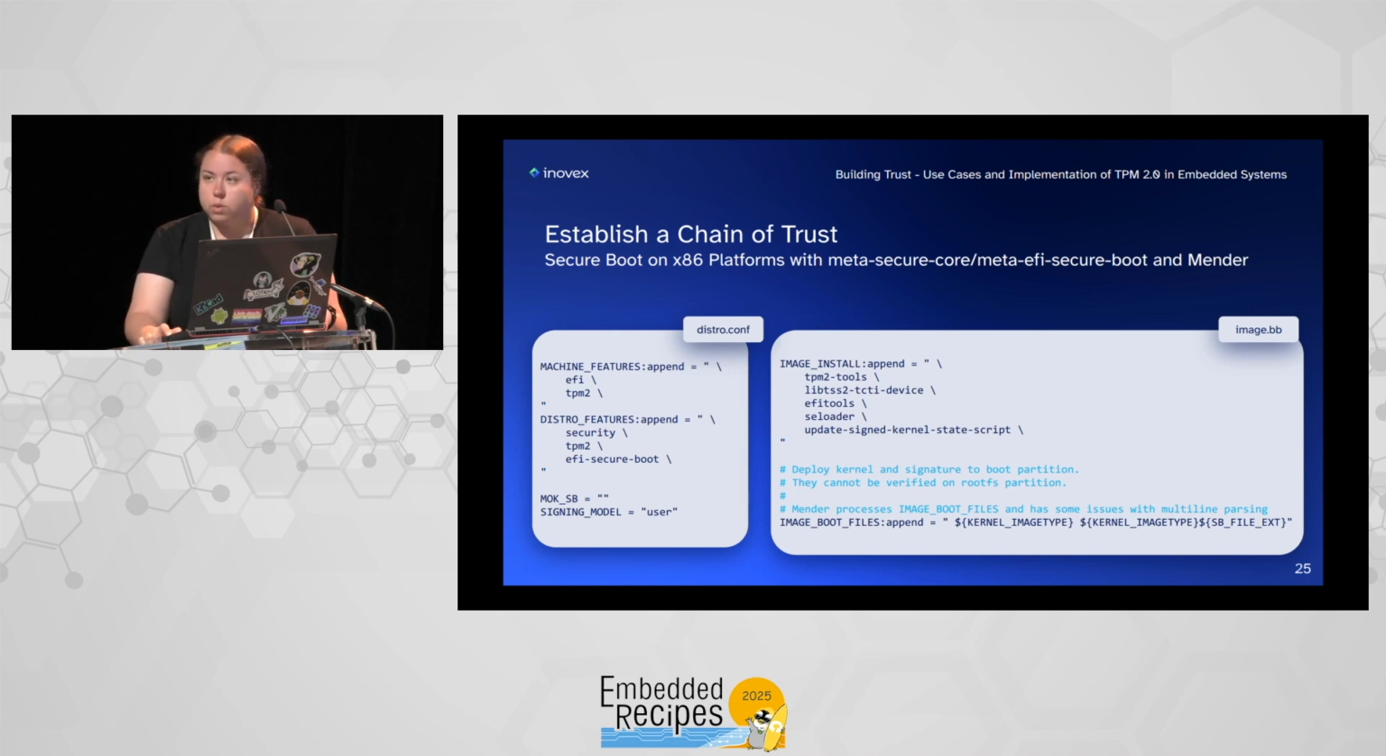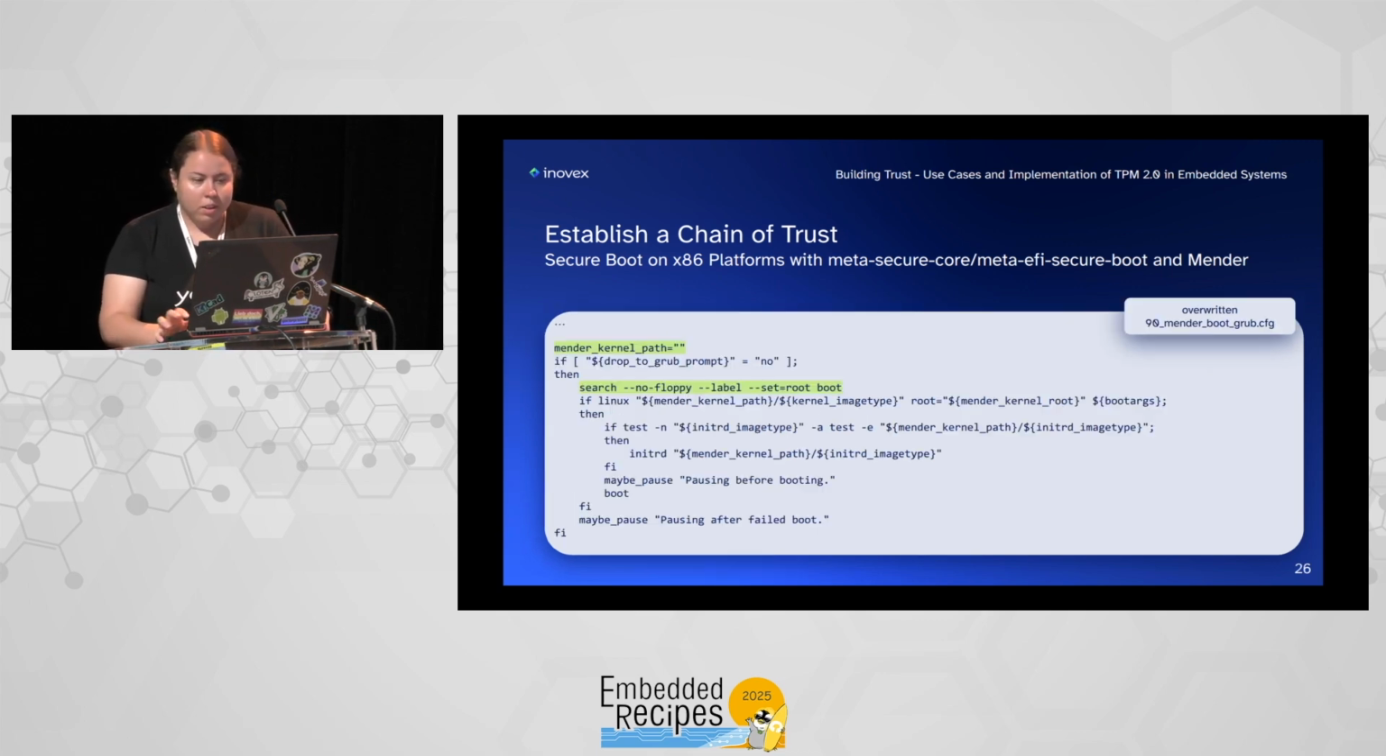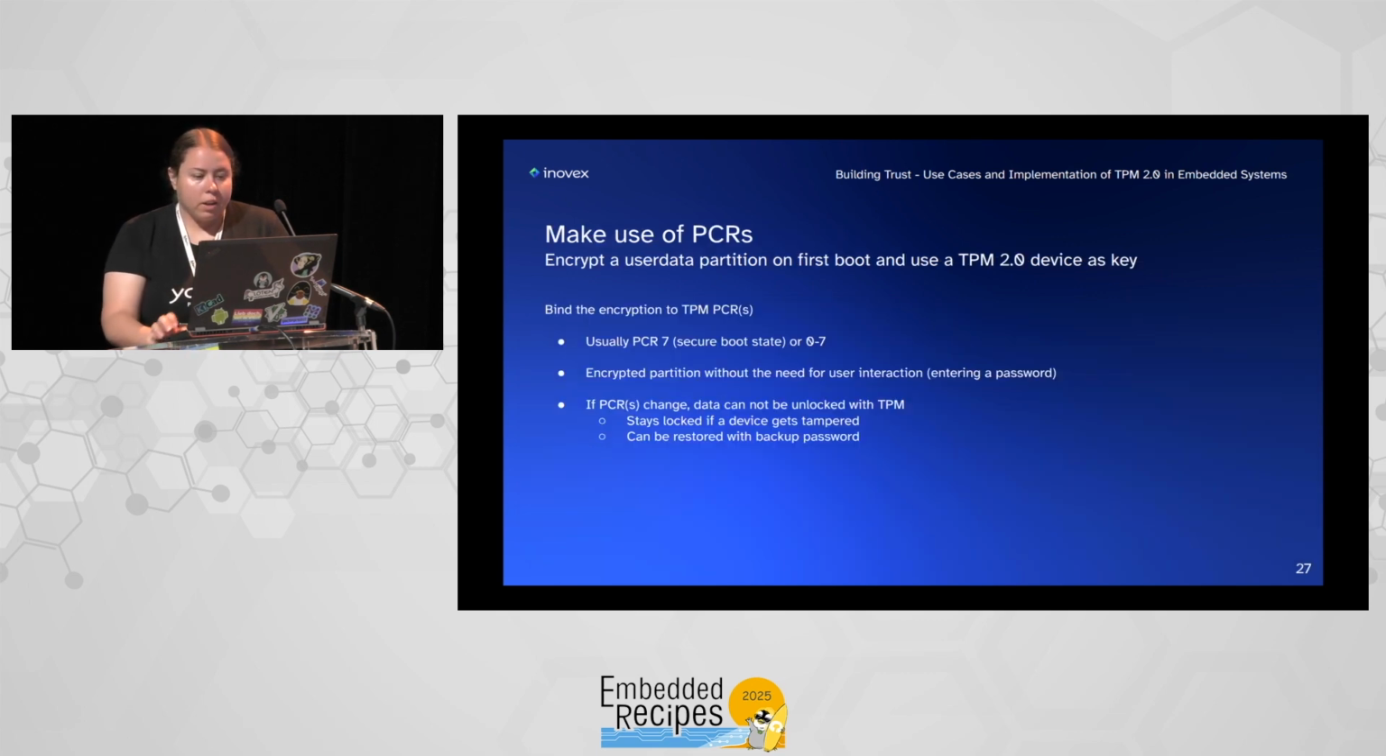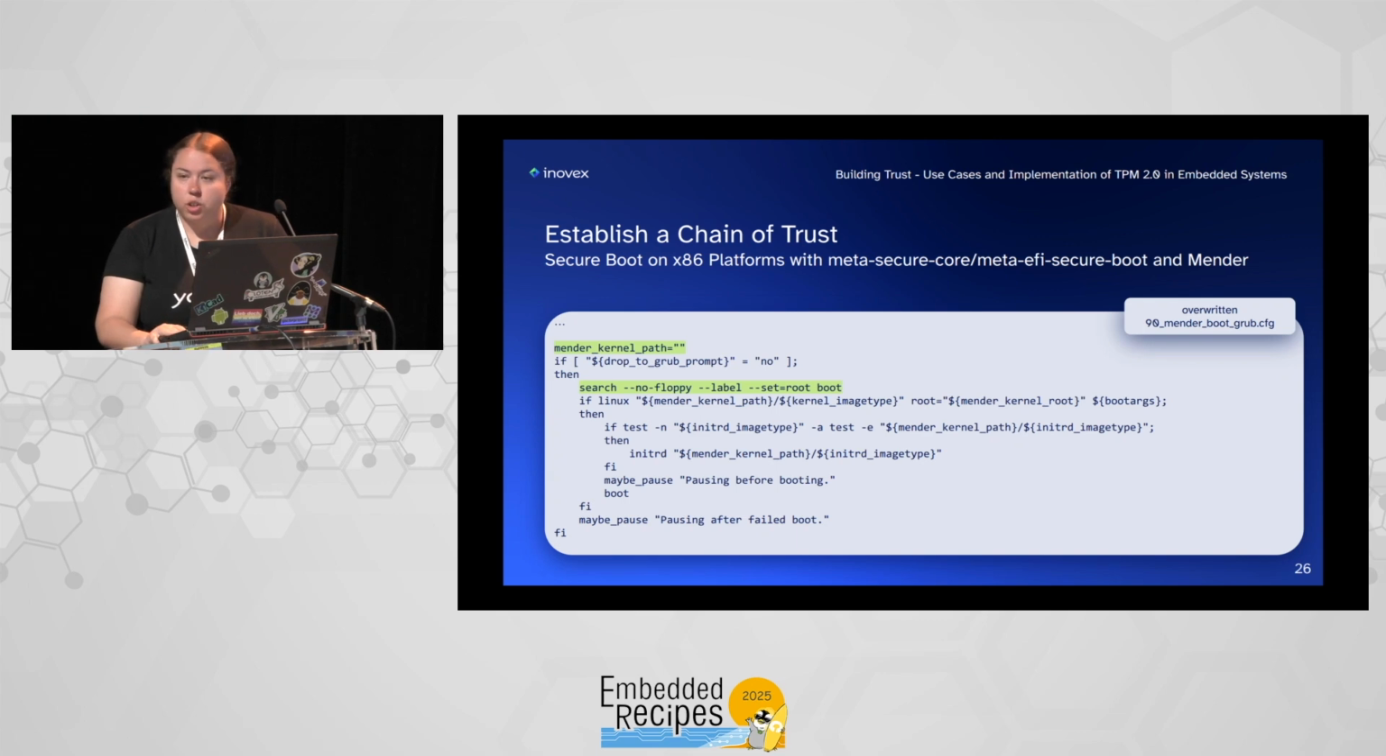There's also one trick when using Mender. They process the image boot files variable on their own afterwards and have some issues with multi-line parsing. So it's needed to write all the things you want to append to the image boot files in one line to make it happen. Otherwise, the whole thing will crash. And then one important step is also checking the crypt configuration to make sure the search path is correct. And afterwards, everything should boot up with secure boot enabled on this Intel example.